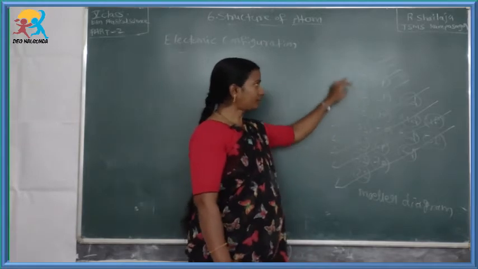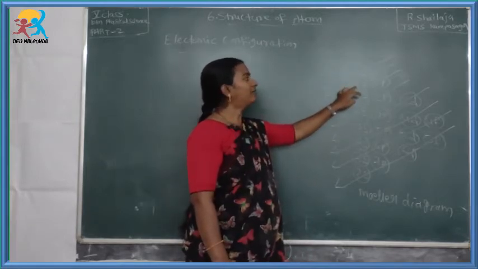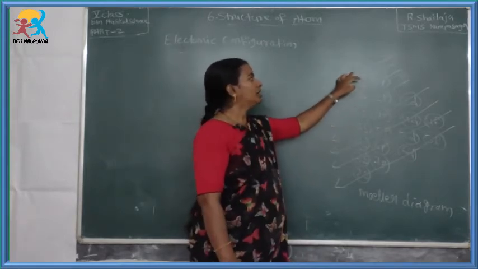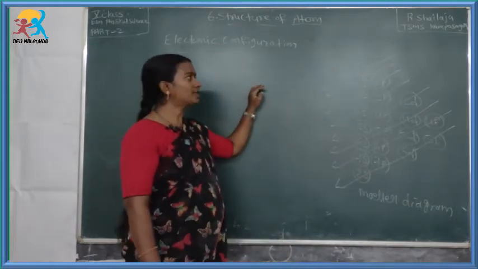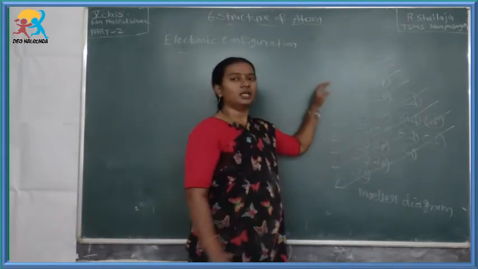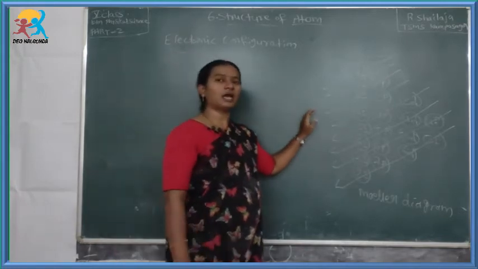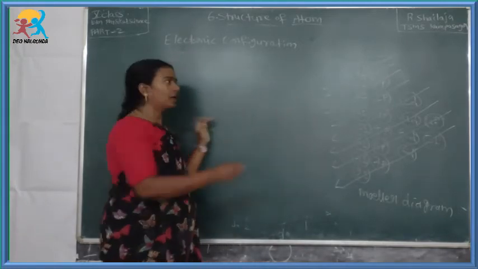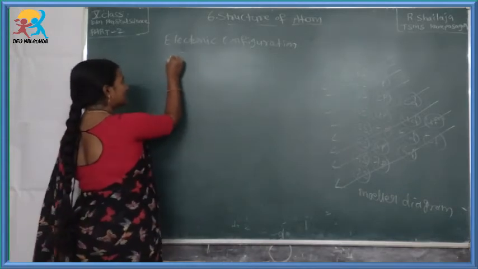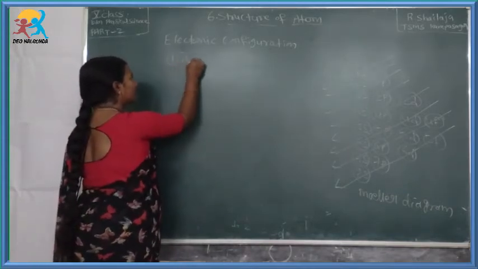So now, in the diagram 1s, 2s. First we have to fill the electrons in the 1s, the first shell. There are rules for filling the electrons in the atomic orbitals. The first one is the Hund's principle.